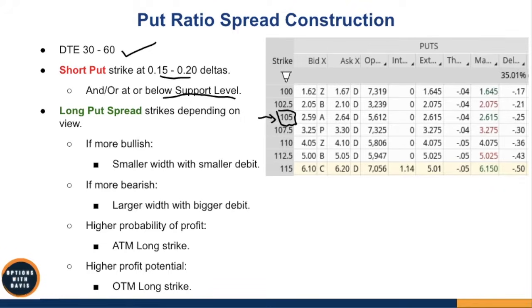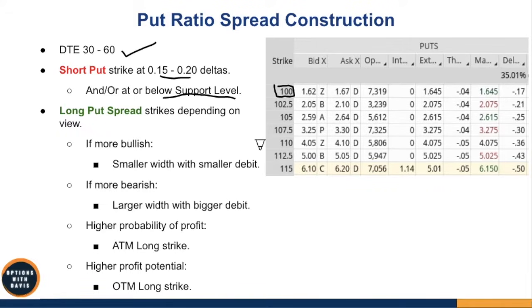Or in this case, if you want to just go ahead and sell the put ratio spread right now, let me just remove this down here. Let's say you do not mind at all getting long at this 100 strike price, then this is the one you want to use, because it's roughly 15 to 20 deltas. Then after that, you can construct the long put spread.